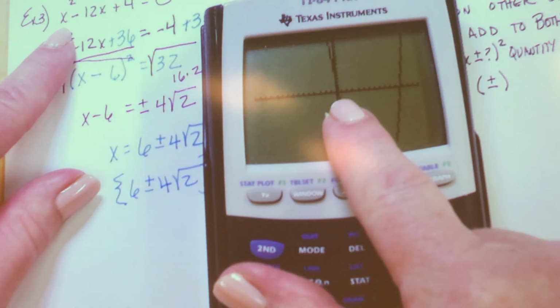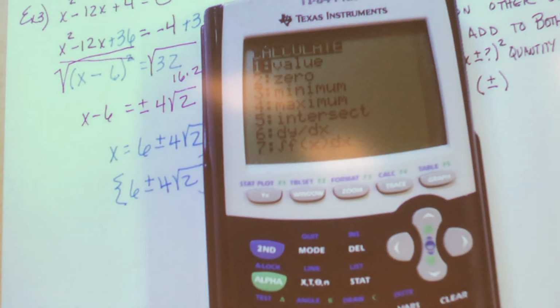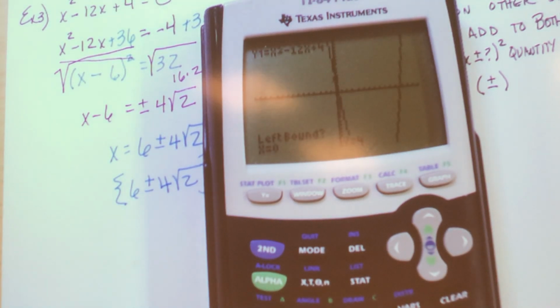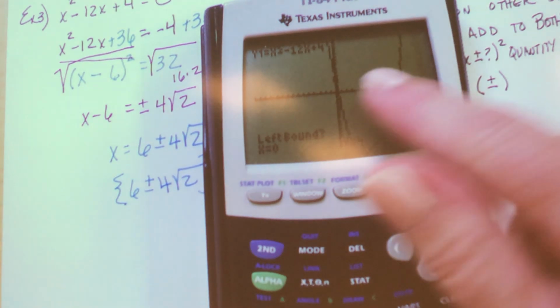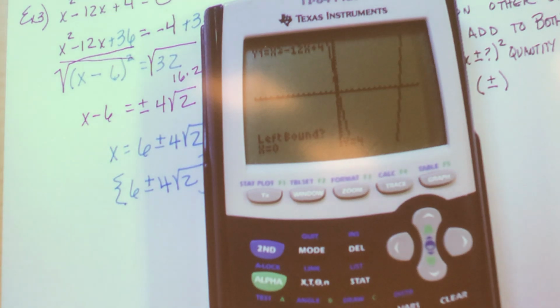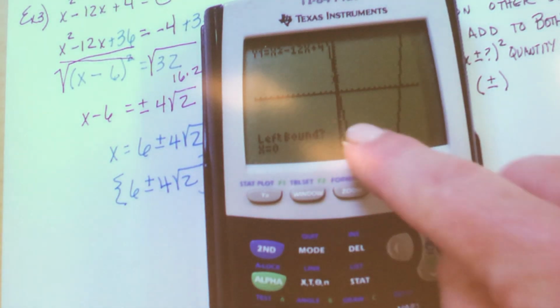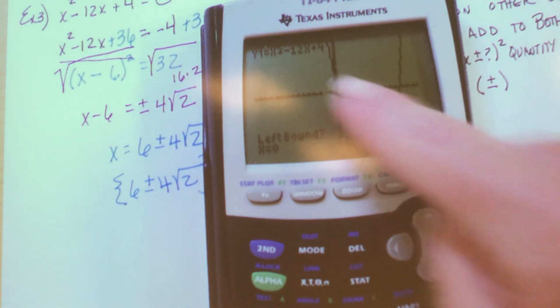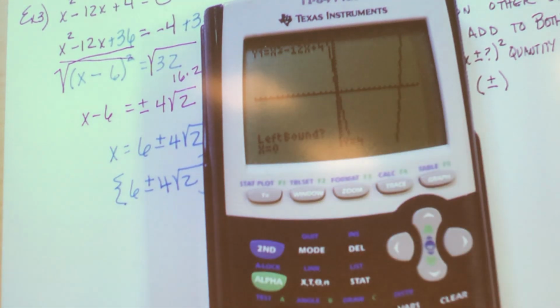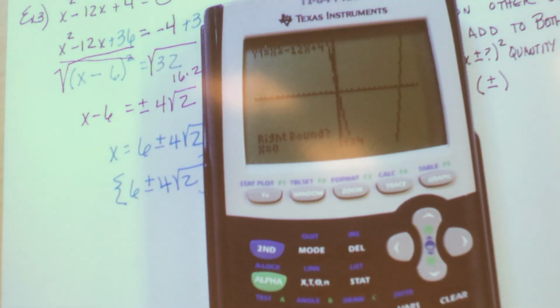let's look at that x-intercept right there. Second and calculate. What's it going to be called? A zero. So I'm going to choose number 2. He wants a left bound because there are 2 zeros actually on this graph. And so he's like, hey, lady, which one do you want? So I'm going to bound this guy right here. A left bound, when you read the curve from left to right, a left bound is above it. My little spider's above it, so I'll press enter. He shoots an arrow. You can't hardly see it, but he shoots an arrow up there.